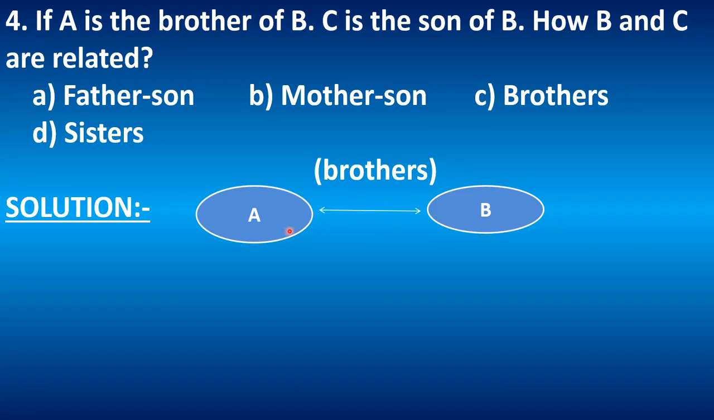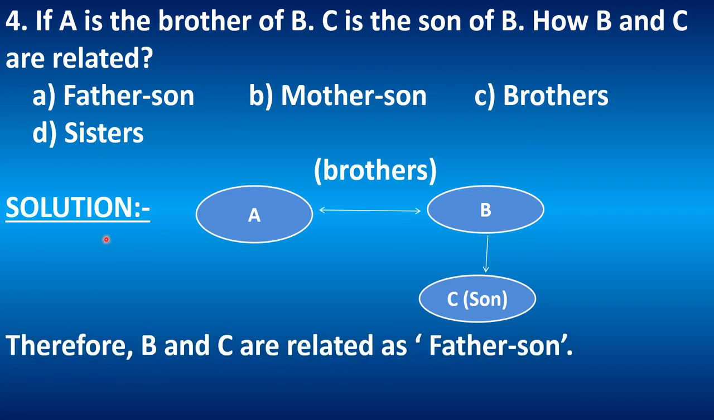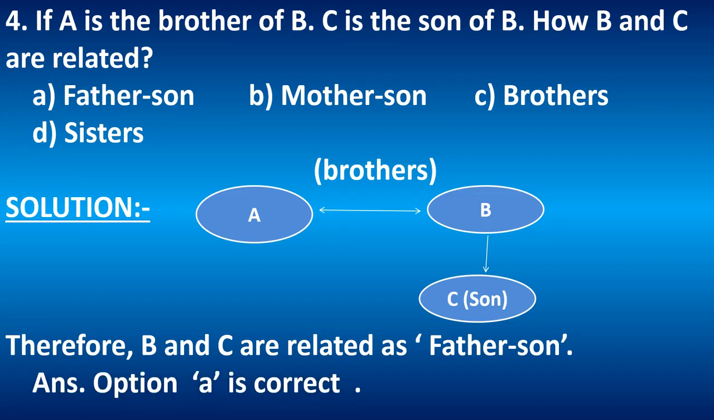These both are brothers, A and B. Now C is the son of B. अब son of B है तो यहाँ पर हम लगा देंगे. इन दोनों के बीच में रिलेशनशिप क्या है? ये B इसके फादर हो गए और C जो है वो इसके सन हो गया. Now how B and C are related? तो ये सन है अगर तो ये इसके फादर हो गए. So what is the relationship between B and C? That father and son. Okay, so option A is correct. Father, son.